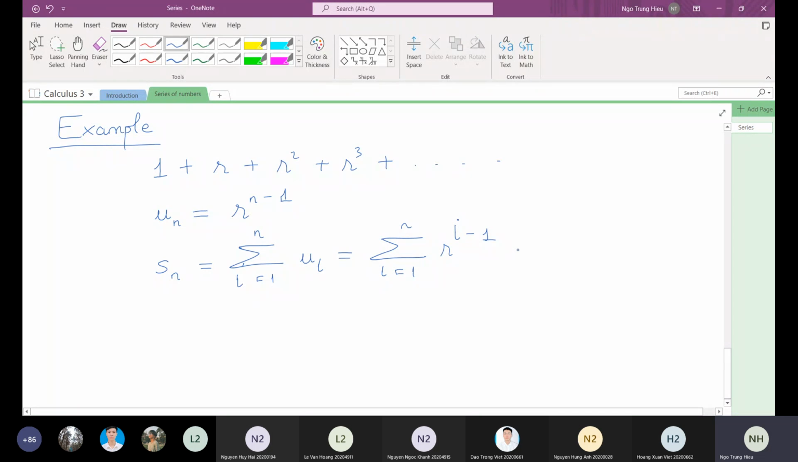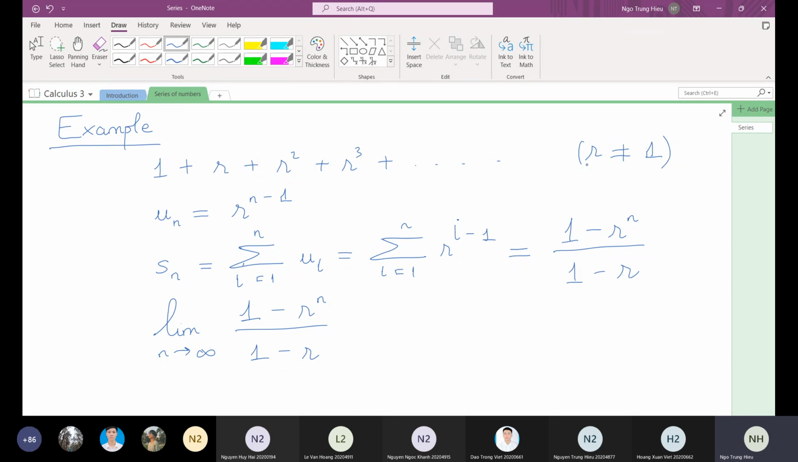Does anyone know how to compute this partial sum? If we take the sum of r to the i minus 1, i running from 1 to n, what is it equal to? It's 1 minus r to the n over 1 minus r. Very good, thank you. Excellent. Now we take the limit as n goes to infinity of the partial sum, 1 minus r to the n over 1 minus r. We suppose r is not 1, because if r equals 1, then we have 1 plus 1 plus 1, and we know the answer already. So if r is not 1, when does this limit exist?